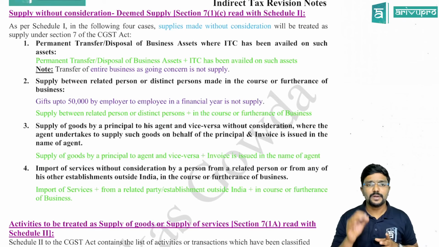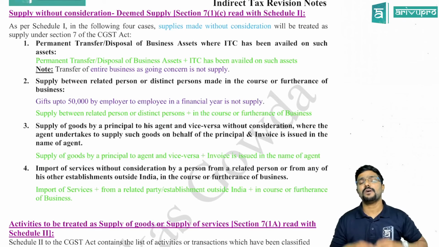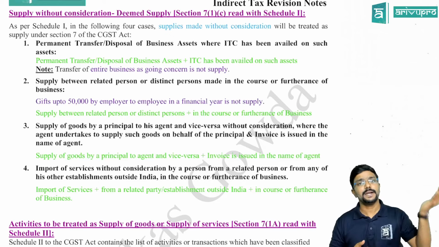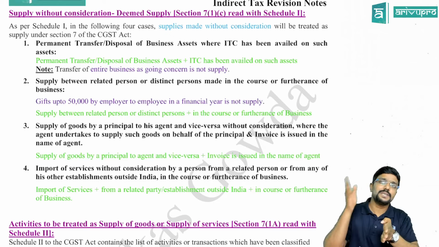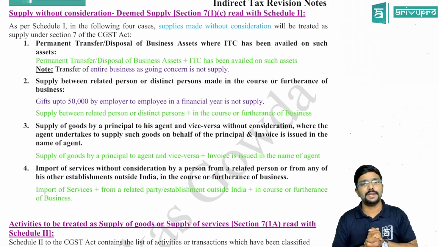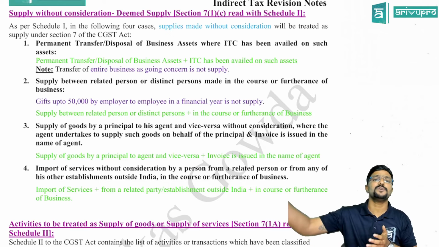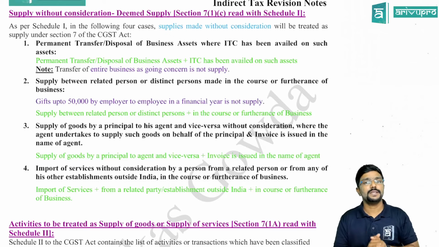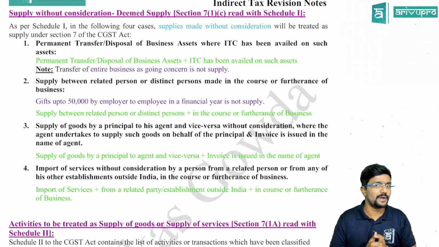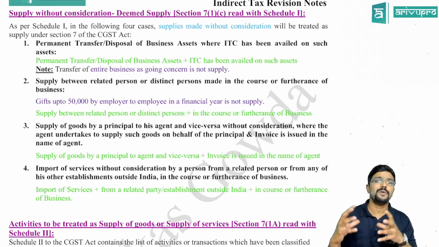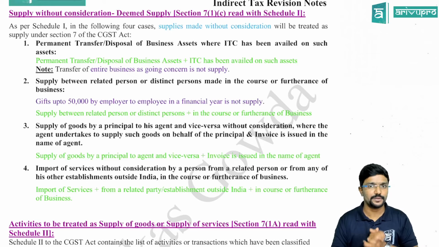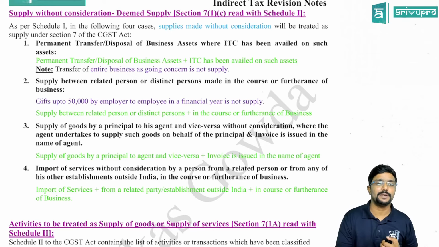Para 1. Permanent transfer or disposal of business asset on which ITC has been claimed. Sir, I had purchased some asset for a business on which I have claimed ITC, that is input tax credit. Now I am selling that asset or disposing that asset free of cost. In that case, when you have purchased, you have claimed the benefit of ITC. So at the time of sale, you have to pay tax on it. And on what value, valuation rules will help you there to calculate the value of supply.